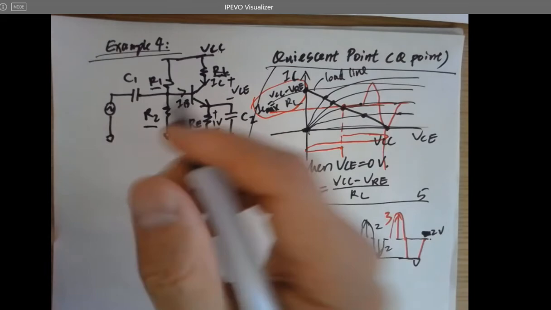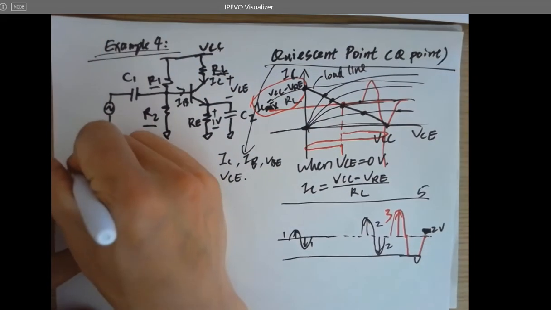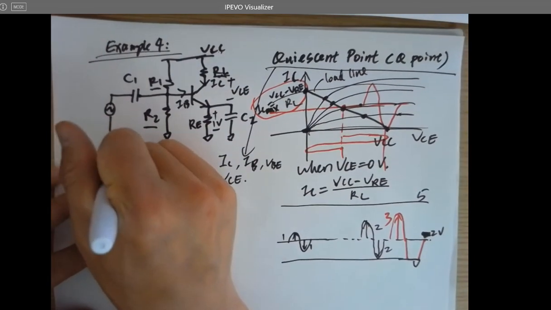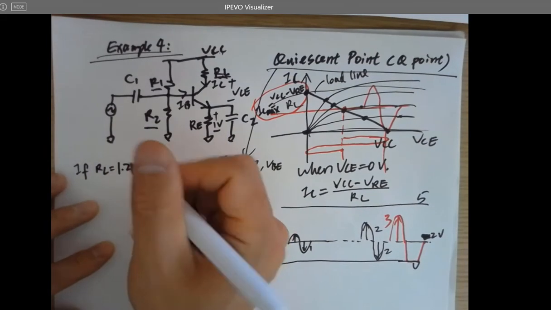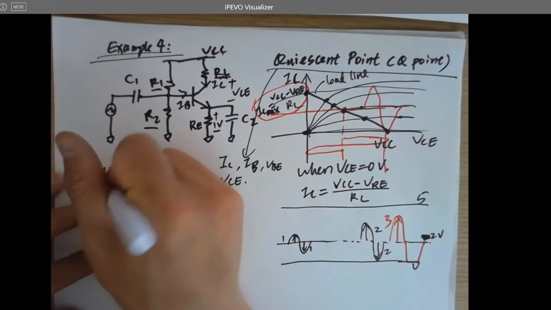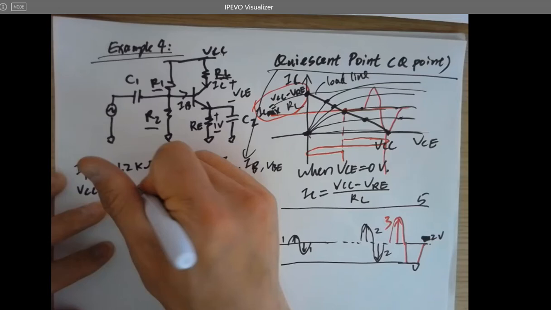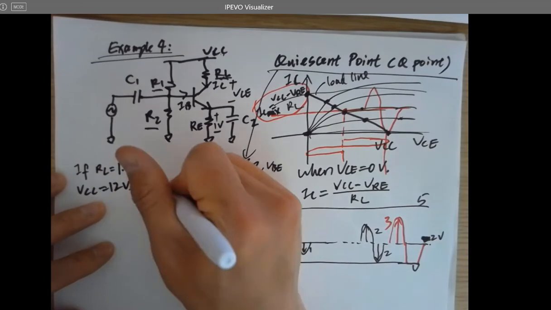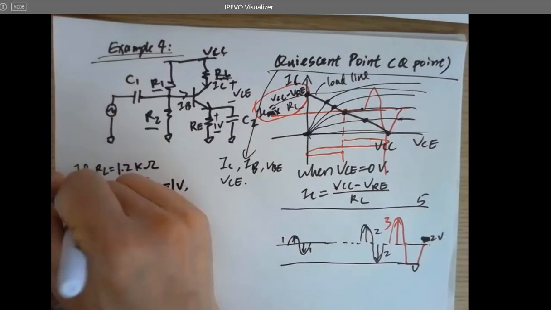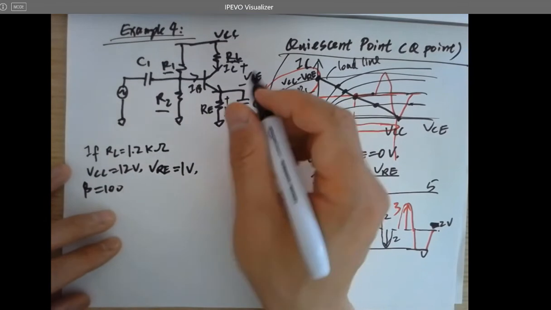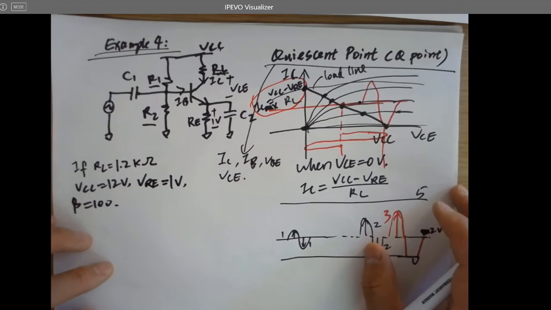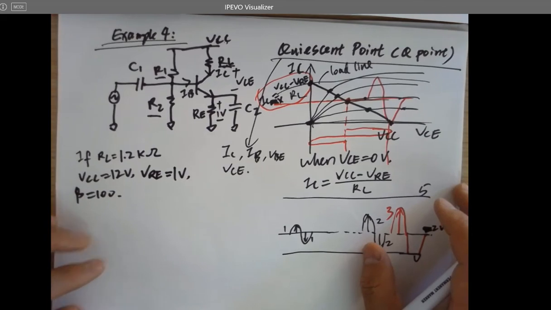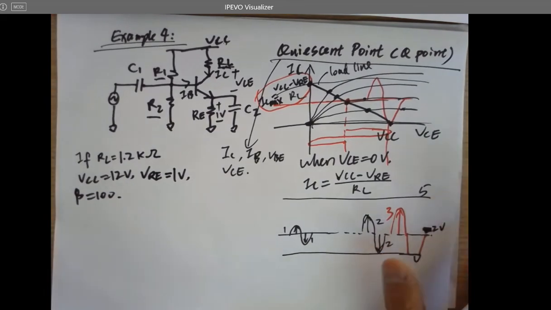So let me write down the conditions. RL, which is given, that's a load, 1.2 kilo ohms, and VCC is 12 volts. VRE is 1 volt, beta is 100. All right, so these are the values provided to you. Think about this for a minute.